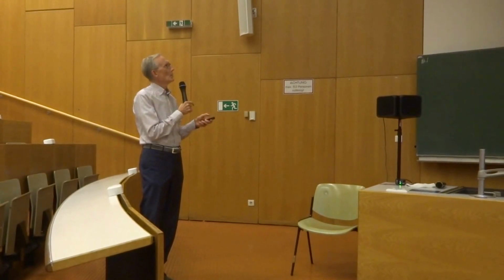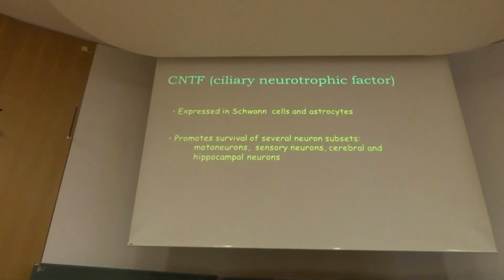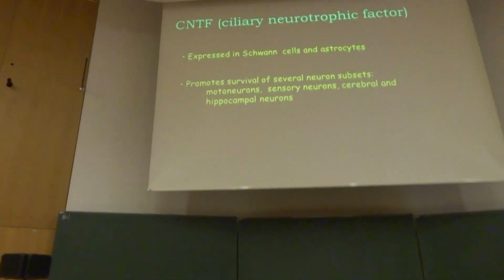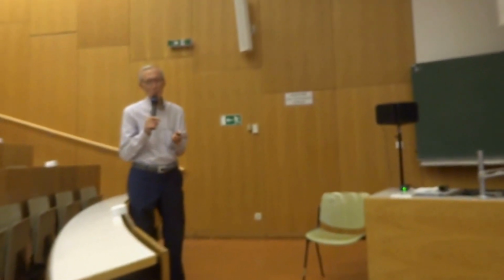So we tried this with a protein called CNTF, ciliary neurotrophic factor. CNTF is not really classified as a neurotrophin. It's been classified more as a neurokine, sort of a cross between a neurotrophic factor and a cytokine. It's expressed in Schwann cells and astrocytes. It is neuroprotective, supports survival of motor neurons, sensory neurons, and cerebral and hippocampal neurons. It's a bit different from neurotrophic factors like NGF.